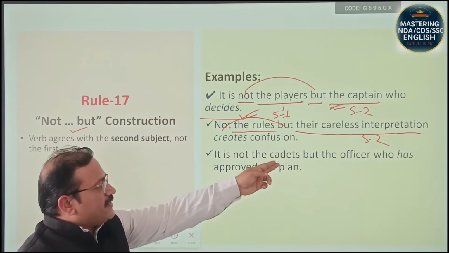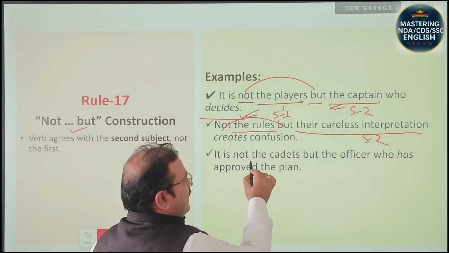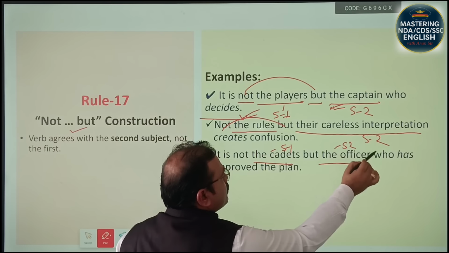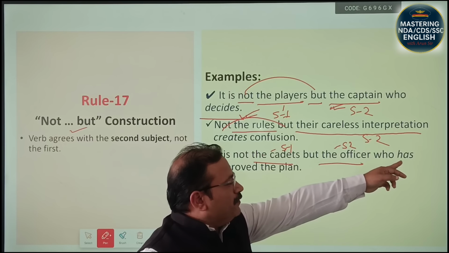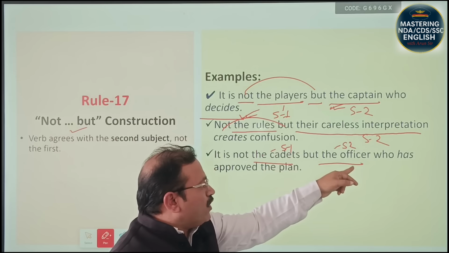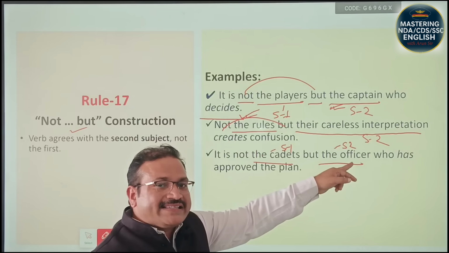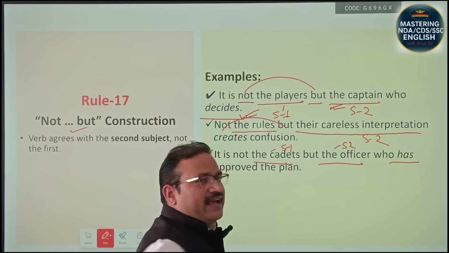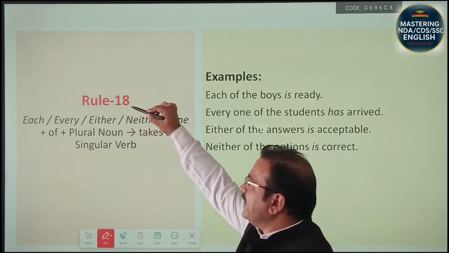It is not the cadets but the officer. Cadets, subject 1, officer, subject 2. Now the verb is has, closest is what? The officer. Officer is singular, so we will take singular verb has. As simple as that. Number 18.